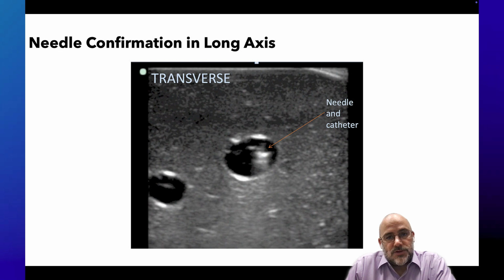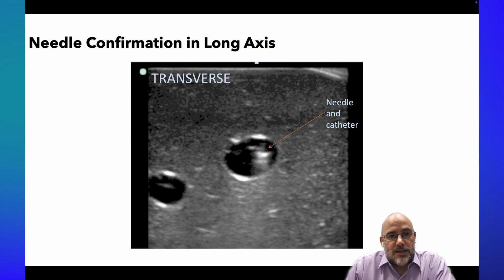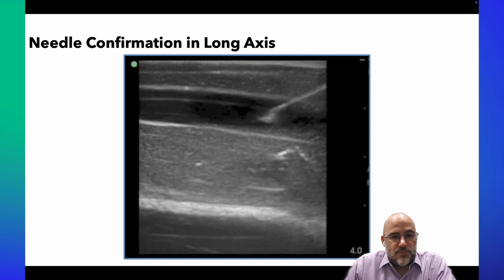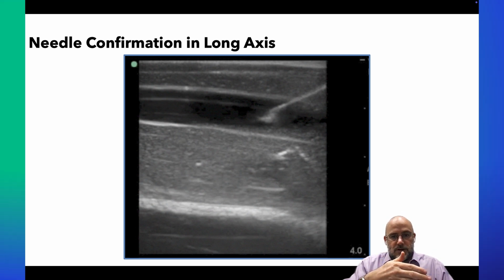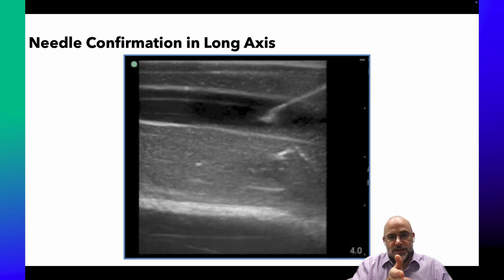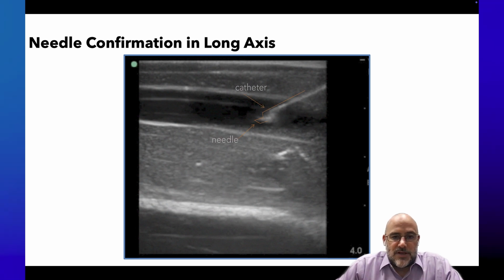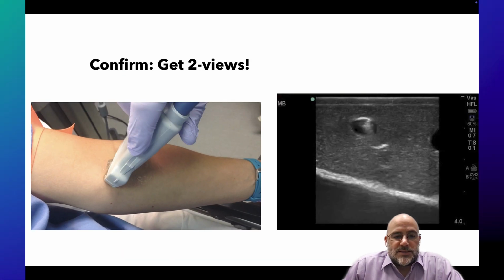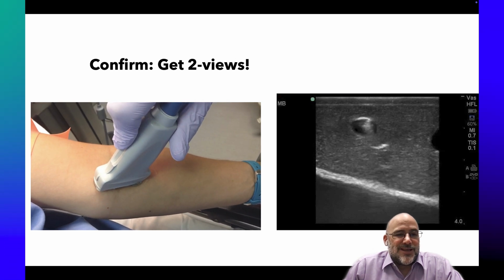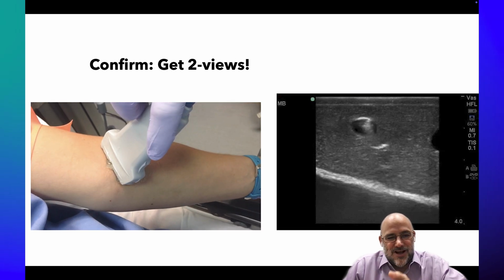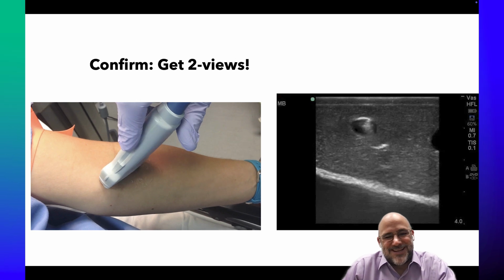So one of the ways you can use this long axis view, even if you're doing the transverse out-of-plane approach, is you can turn your transducer while you're there in long axis and just confirm that your needle tip is in the vessel itself. So this is a demonstration of turning the transducer. You can tell it slid off as they turned, but then they had to correct.